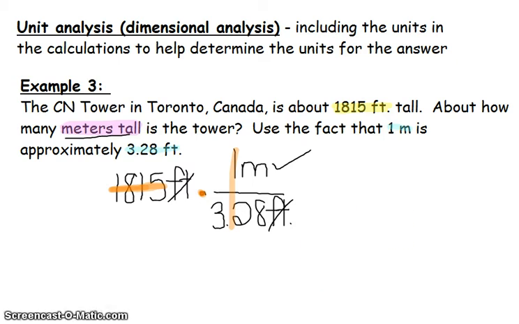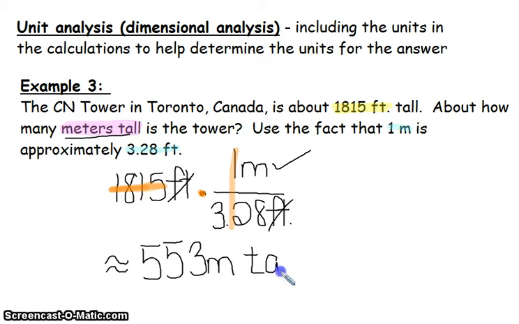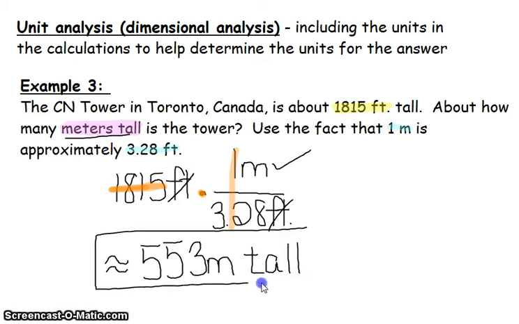But if you go ahead and multiply that, you will get a decimal. So let's approximate. This symbol here means approximately 553 meters tall. I'm going to finish this out since it is a word problem. Our building is approximately 553 meters tall.